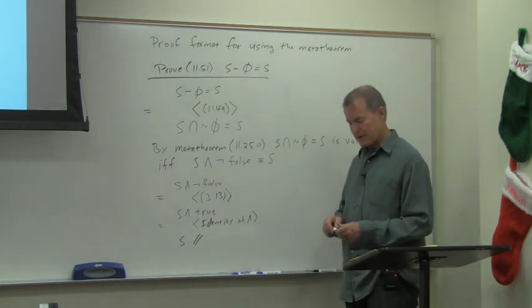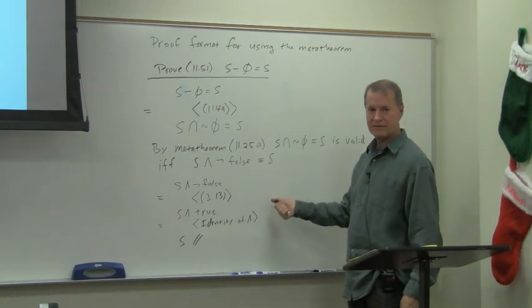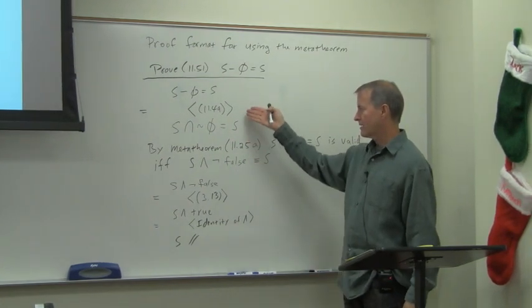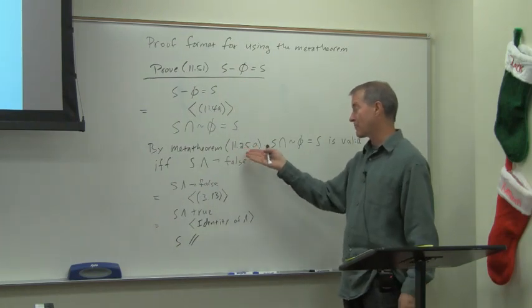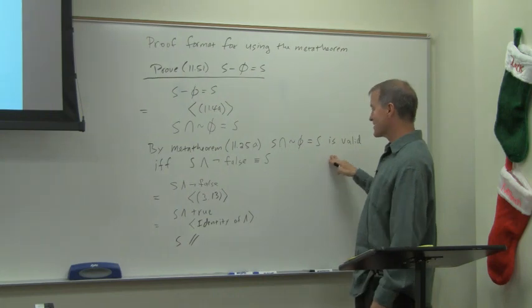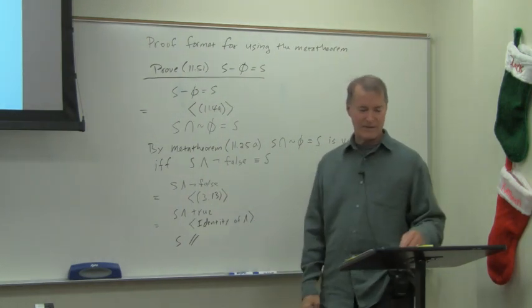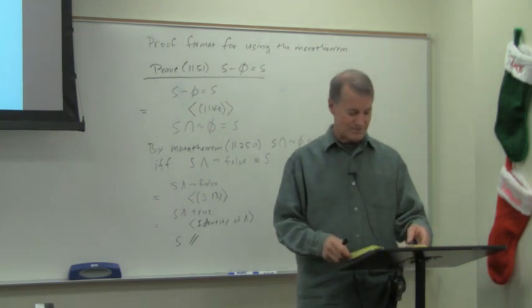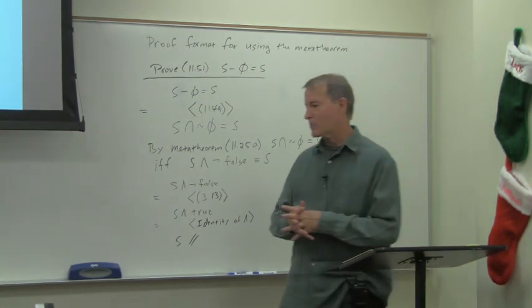Now, does everybody understand how to use this Metatherm? You can manipulate it to get it to a form where you can use a Metatherm. You say by Metatherm, you say which one. You say this is valid if and only if this is valid, and then you proceed to prove this. So no shortcuts, please.